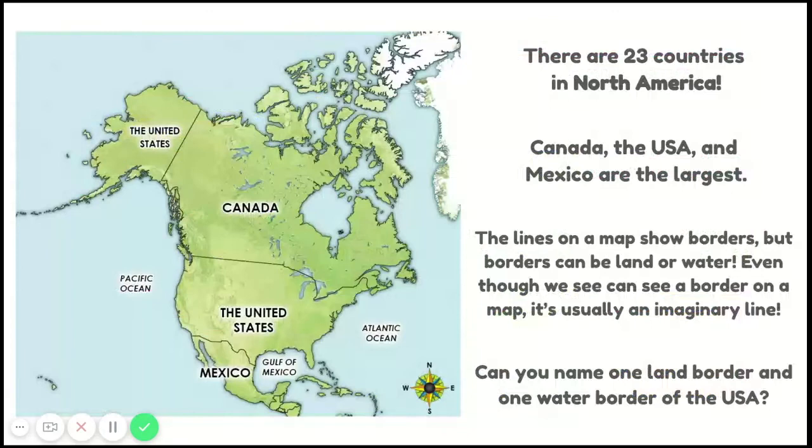Now that we've reviewed, see if you can name one land border and one water border of the USA. You can use the map to help you or go back to your studies weekly. You can write down your answers or tell someone at home what some of the borders of the United States are.